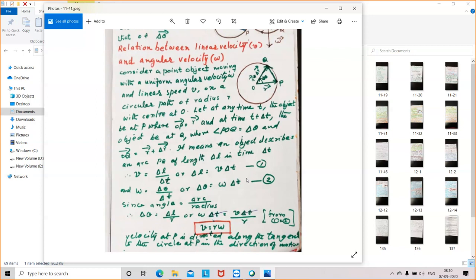And how will you find the direction of linear velocity at this point? Draw a tangent in the direction of motion. What is the direction of motion? This is the arrow mark, showing anti-clockwise rotation. The body moves along the anti-clockwise direction. So how will you get the direction of velocity at this point? By drawing a tangent at this point in the direction of motion. So the magnitude of velocity is always V equals R omega, but the direction of velocity is given by the tangent drawn at that point in the direction of motion.